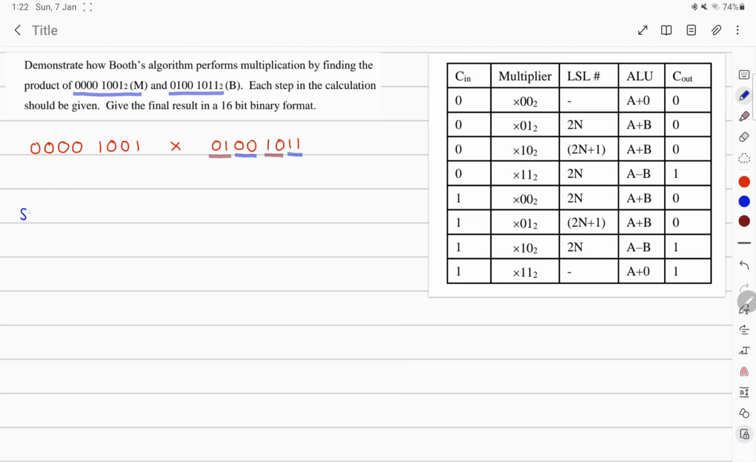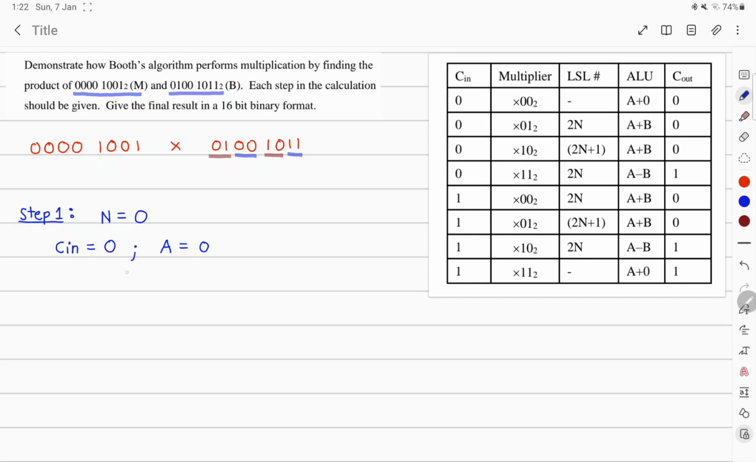So this is your step 1. In step 1 we have to assume a few things, like input carry is 0. This is the common step for all questions. First we will assume input carry is equal to 0. Running total or partial sum is 0, so it will be a 16-bit number, 0000000000000000. And n is also assumed to be 0. So three things we have assumed.